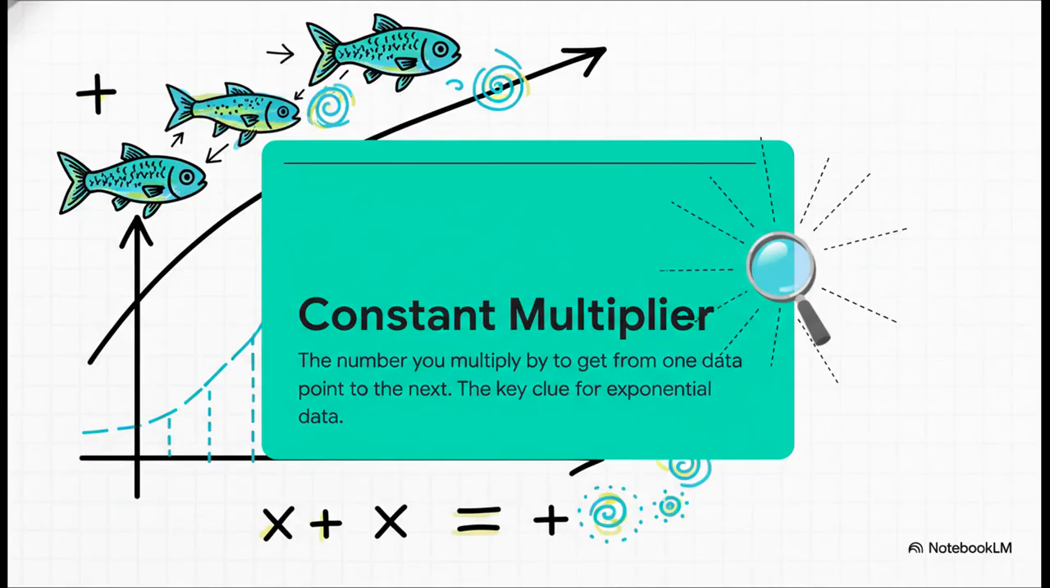This little secret number has a name, and it's called the constant multiplier. This is the smoking gun, the key piece of evidence that tells us we are absolutely looking at an exponential trend. Finding this consistent factor is how we confirm our suspicions. And for our minnows, that magic number was 1.2.